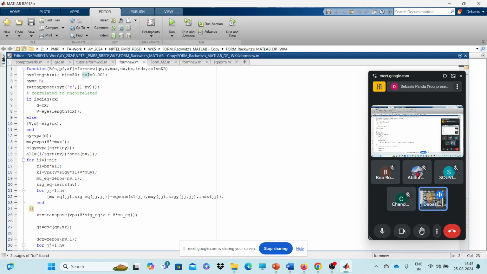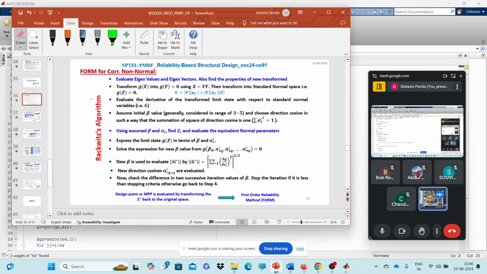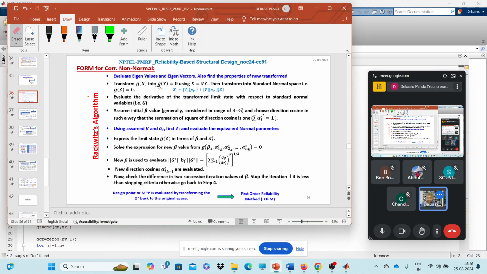Now to load that random variable in symbolic form, I use that symbolic form of b and load the random variables in this form. Now first, if you go back to your algorithm, you will see we first need to find out the eigenvalues of the problem.